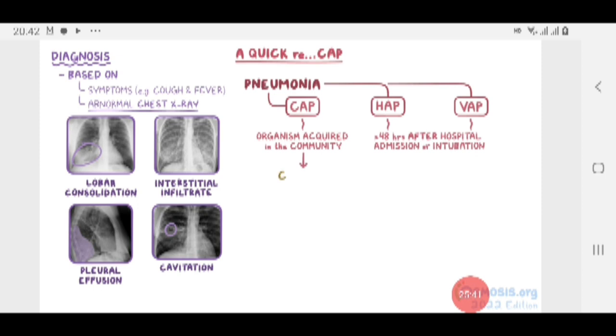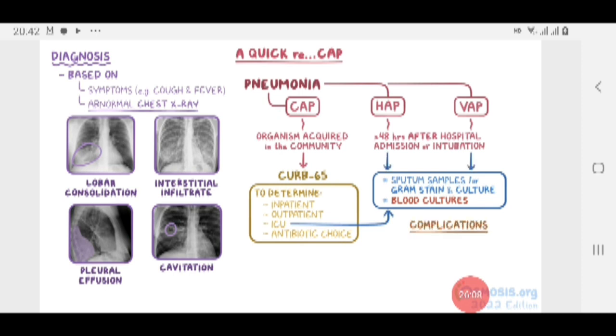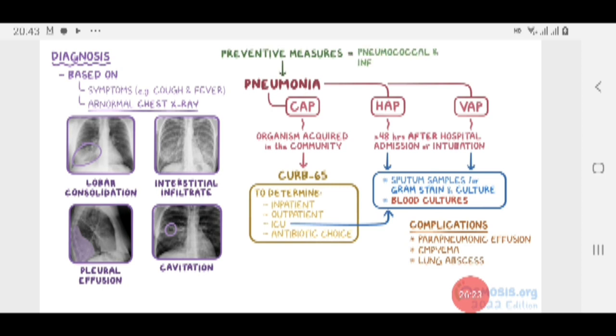Decision-making tools like the CURB-65 are used to determine whether CAP should be treated inpatient, outpatient, or in the intensive care unit, and the antibiotic choice depends on the setting. Sputum samples for gram stain and culture, as well as blood culture, should be obtained for individuals with CAP in the intensive care unit, as well as those with HAP or VAP. Complications of pneumonia include parapneumonic effusion, empyema, and lung abscess. Preventative measures to decrease the risk of acquiring pneumonia include providing the pneumococcal and influenza vaccines.